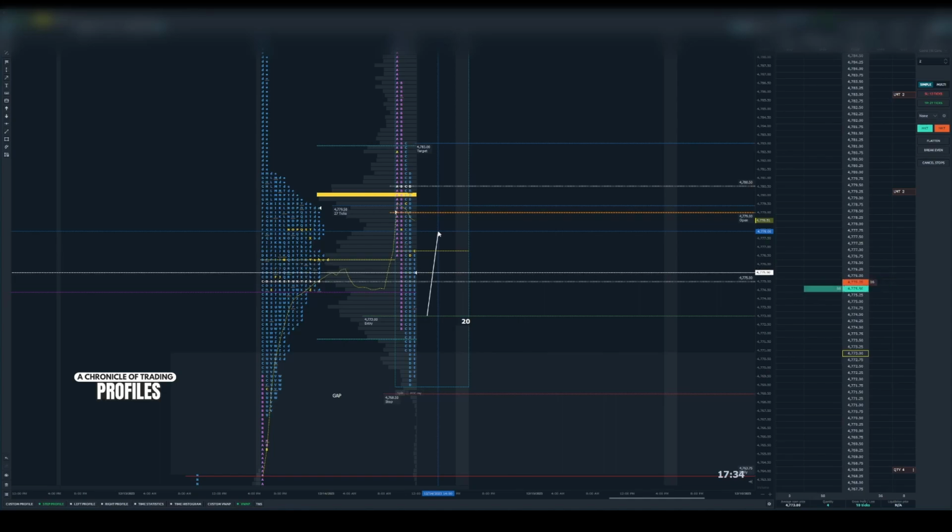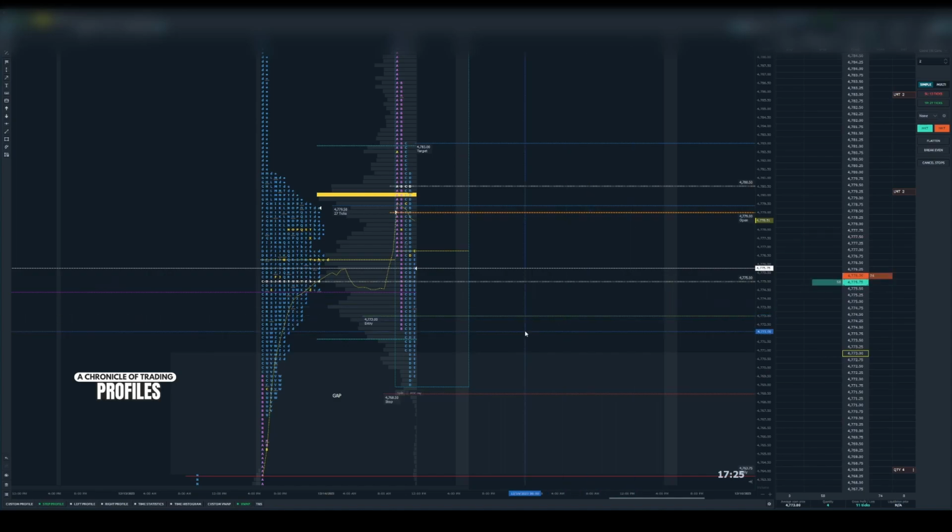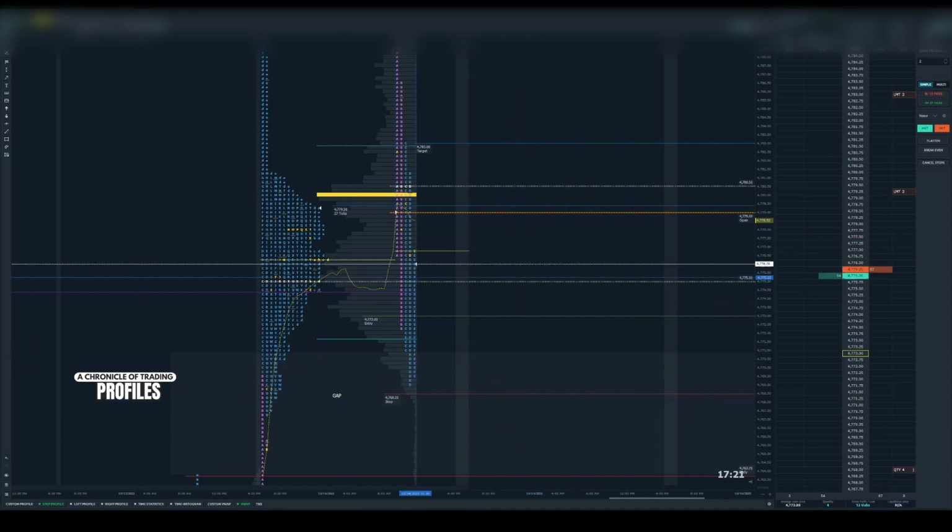Right there, you see me measuring, because 20 ticks is about the smallest target that I'm willing to take. So I see at the top of that node, which is where you'd get in if you were trying to short it, that's about 20 ticks. So I make that adjustment.